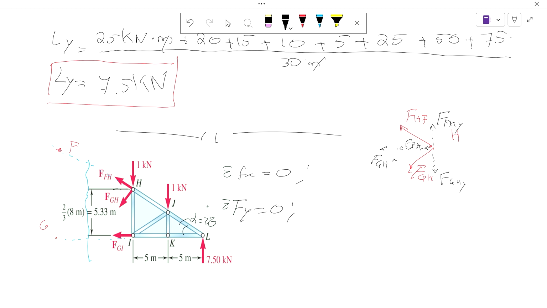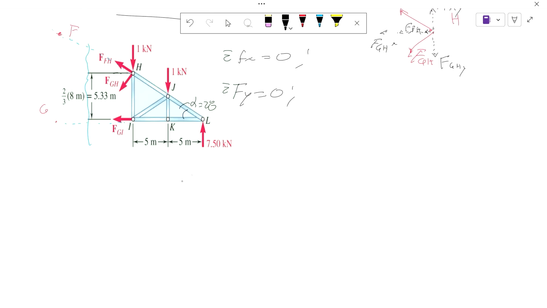Okay, so one thing that we can do is do a moment, and this is the new concept that we're going to learn. So when we have more unknowns than equations, we can actually do a moment. But the important point is where to do the moment. And the moment is at the point after the cut. So we can either do G or F.